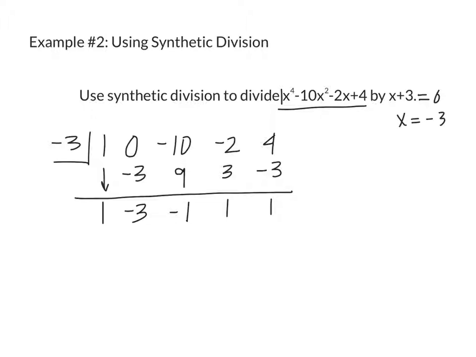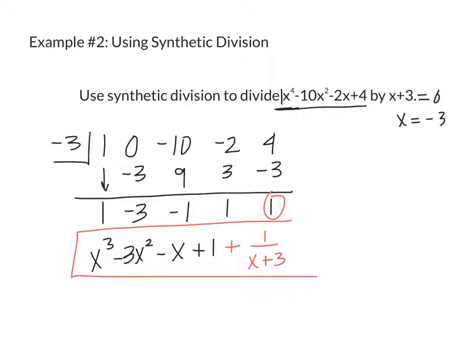So what this will mean is we will take these numbers, and they now become our coefficients, minus 1 power. Originally it was x to the fourth. So now this 1 represents x cubed. The 3 represents the x squared's coefficient. The 1 represents the x's coefficient. And then I have plus 1. So then what happens to this last 1? Well, this 1 becomes the remainder. So it's plus 1 over our divisor, which is x plus 3. All right, so that is our final answer.